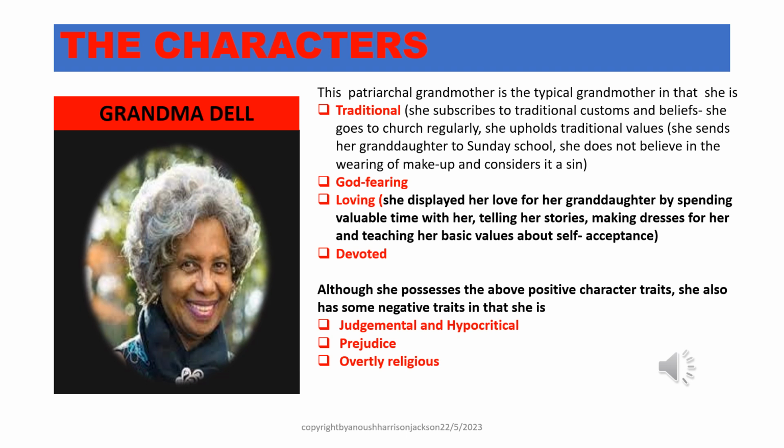Thirdly, very loving. She displays her love for her granddaughter by spending valuable time with her, telling her stories, making her dresses for Sunday for church, and of course, teaching her basic values about self acceptance. Notice in the story, she was the one who actually told her granddaughter that her hair is beautiful and nothing is wrong with it. It doesn't need to be adjusted. Fourth, she is devoted. We see her devotion to her family. We also see her devotion to her church.